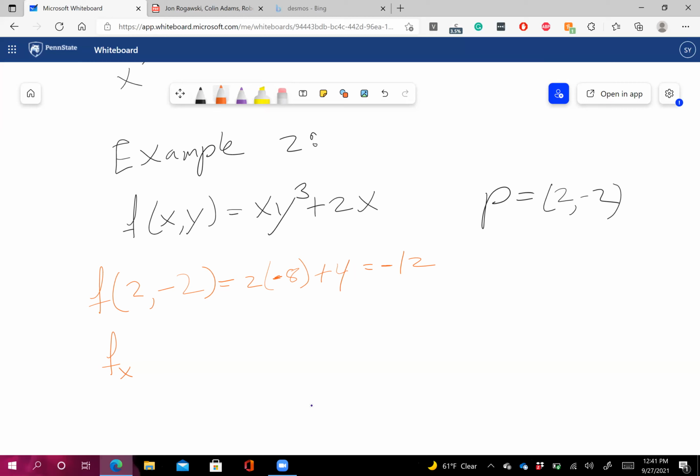Okay, so then the partial of f with respect to x at 2, -2. So what is the partial of f with respect to x? This is going to be y cubed plus 2. And so the partial of f with respect to x at 2, -2 is going to be -8 plus 2, which is 6.